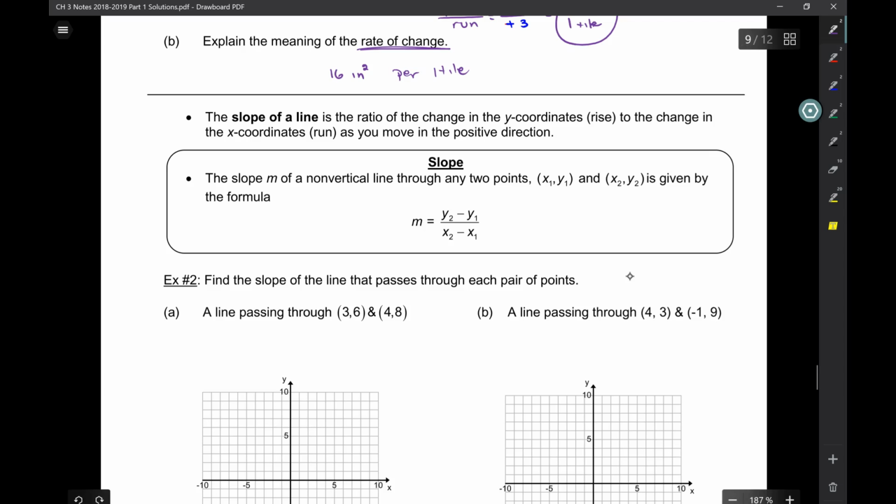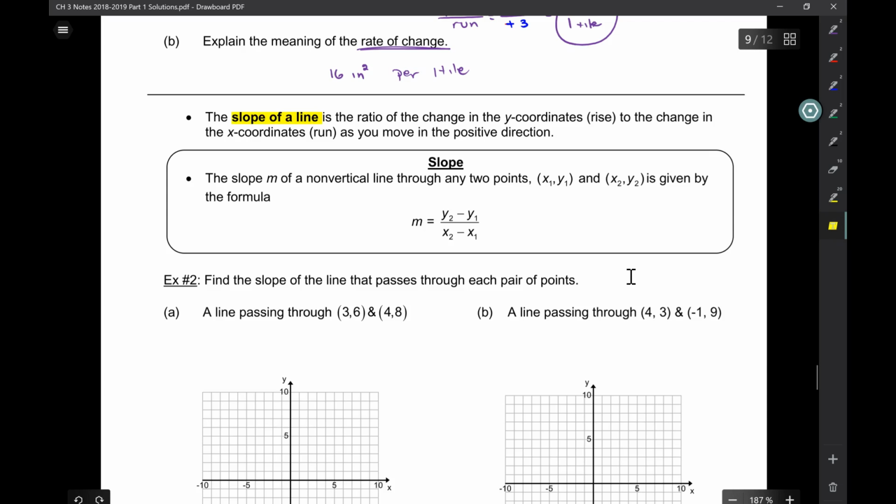It's the m in mx plus b. So we found slope in 2 ways so far. First off of a graph, then off of a table. What if you have coordinates? So here we go.